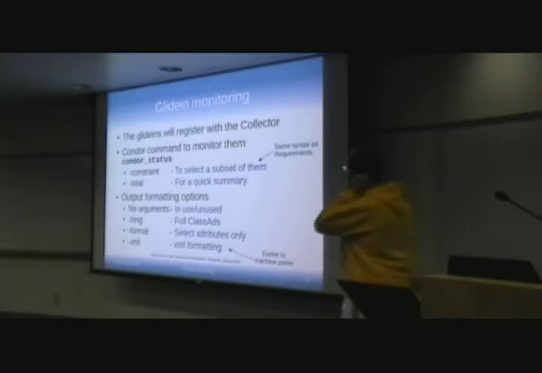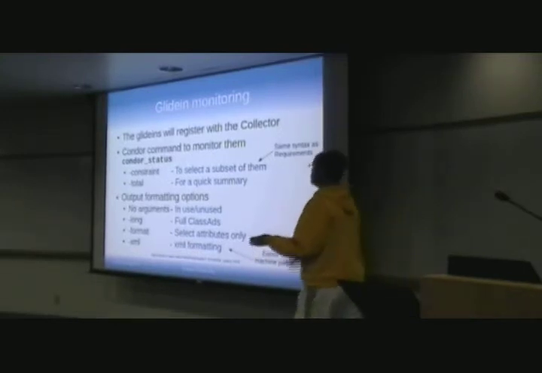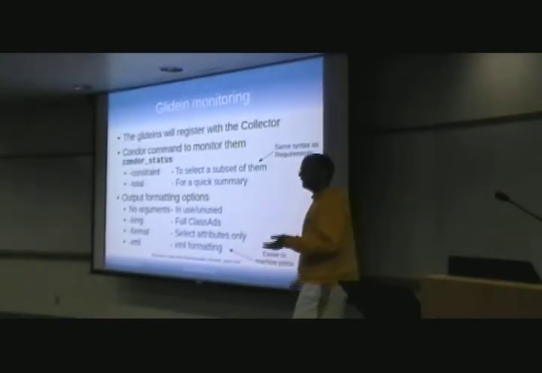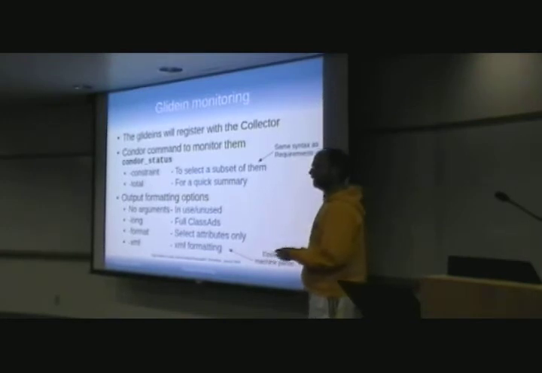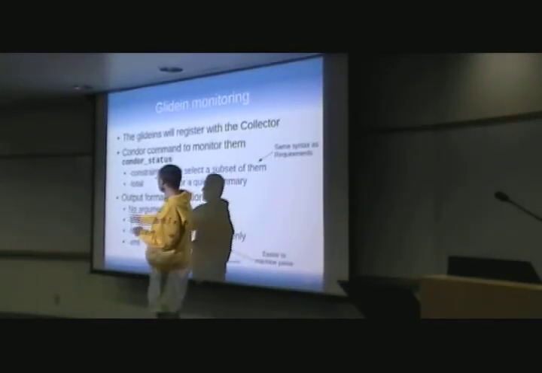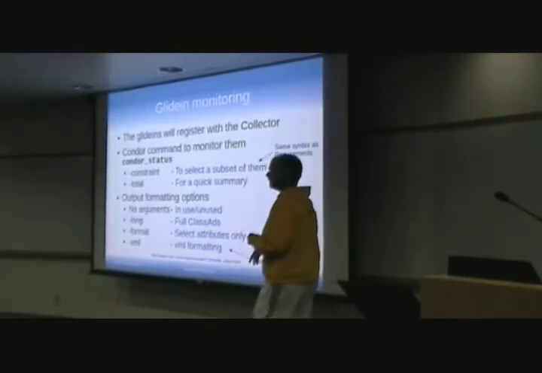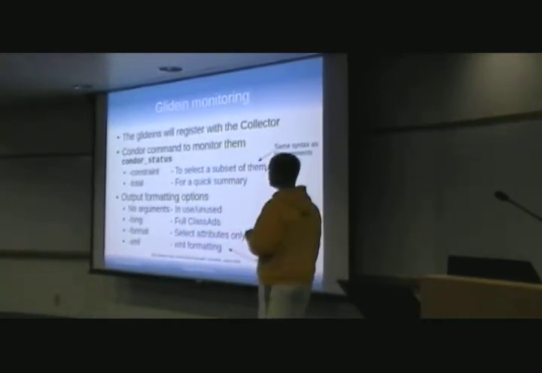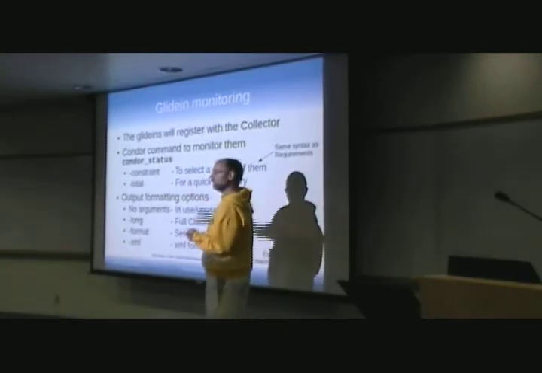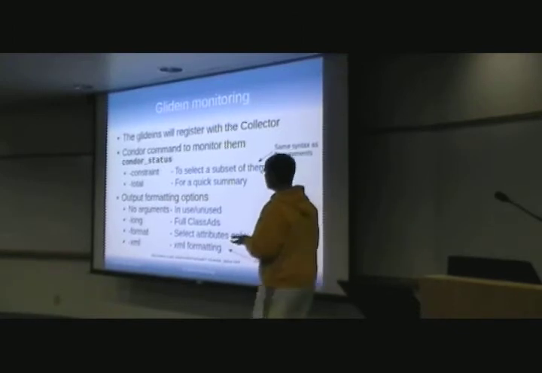So, how do you monitor the glideins at the startd? Well, the glideins will just register with the collector. So use condor_status, which is the Condor command for monitoring what is in the collector. And the typical thing you will do, you either constrain what you're looking at, and this is just an arbitrary expression, pretty much a requirement, or you just do a -total to see what's available in total and have a quick look. And then you can decide how you want to see it.